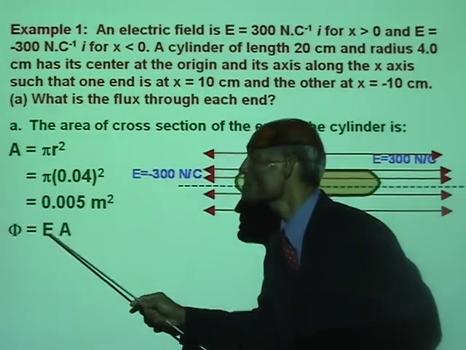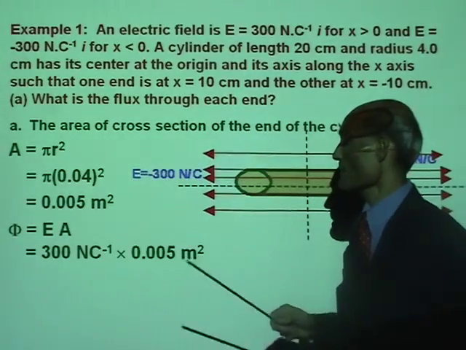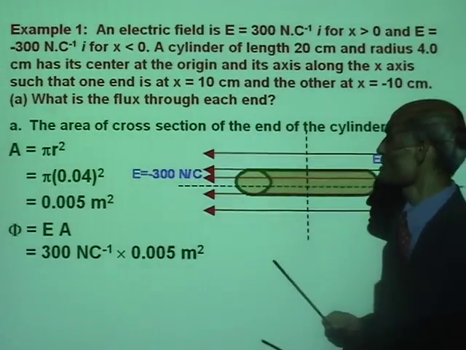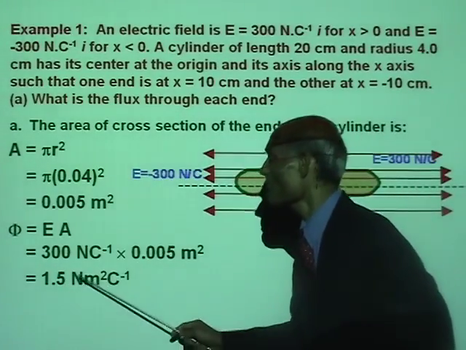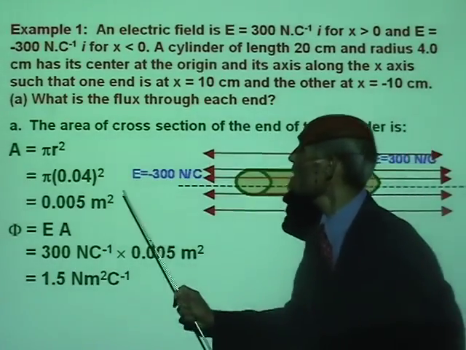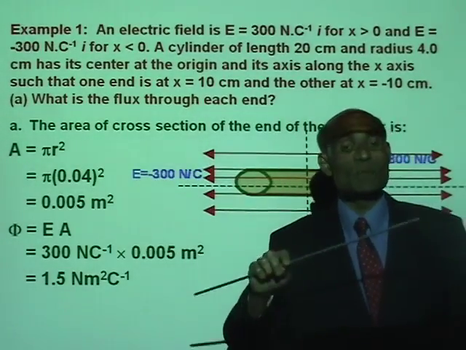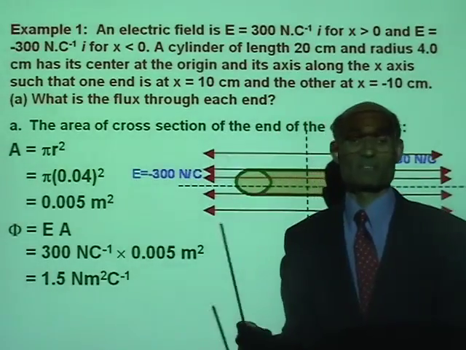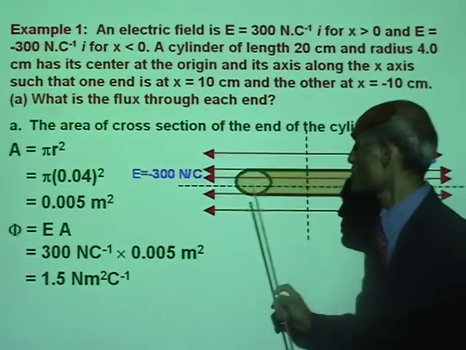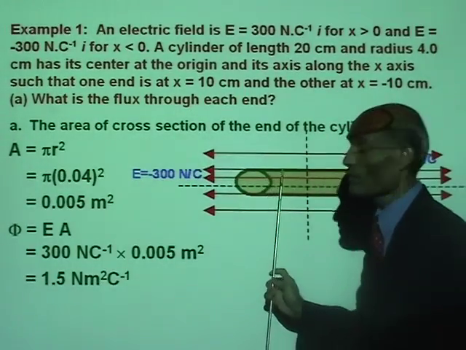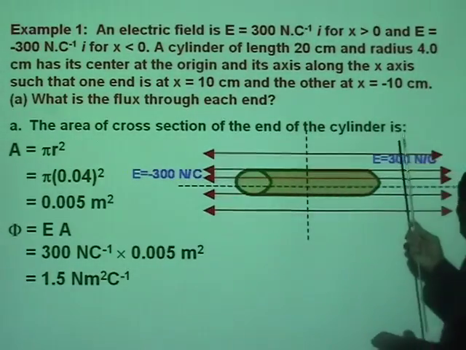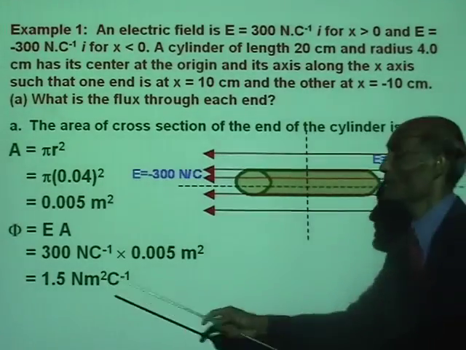Therefore, phi equal to E times A. And that will be 300 Newton per Coulomb multiplied by 0.005. That is 1.5 Newton meter squared per Coulomb. Now, we don't need to take the negative sign in calculating the flux leaving a surface. The negative sign simply indicates that the field is directed in the negative x direction. So the flux leaving the left end of the cylinder is this. Also, the flux leaving the right end is this.